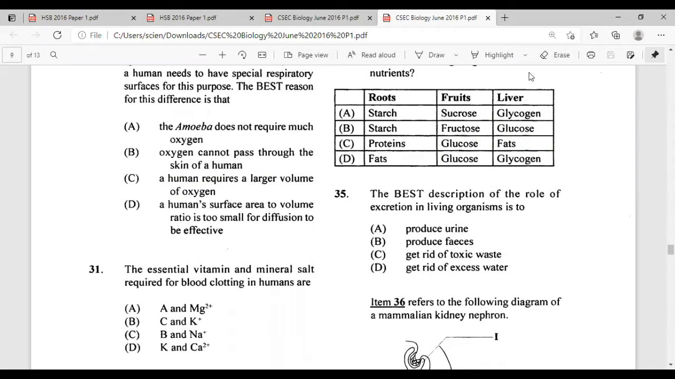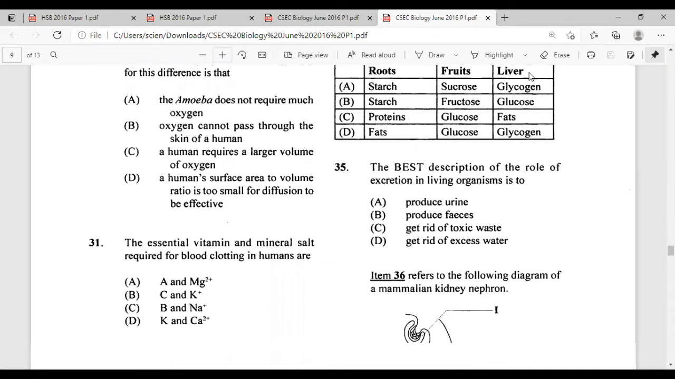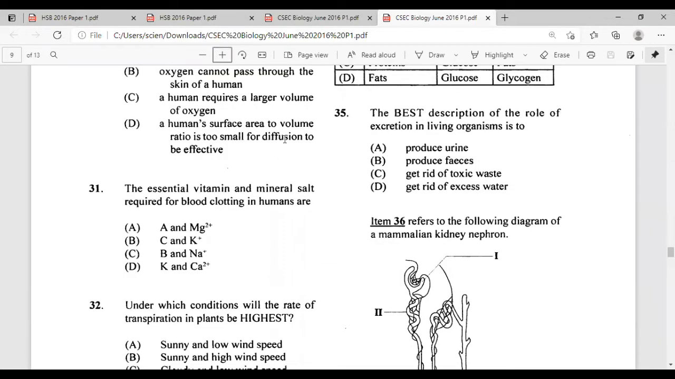Question 31. The essential vitamin and mineral salt required for blood clotting in humans are, so now we're looking for the vitamin and also the mineral that can aid in blood clotting. So we have A, vitamin A and magnesium, which would be the mineral. B, vitamin C and potassium. C, vitamin B and sodium. And then D, vitamin K and calcium. So the answer is definitely D, vitamin K and calcium.